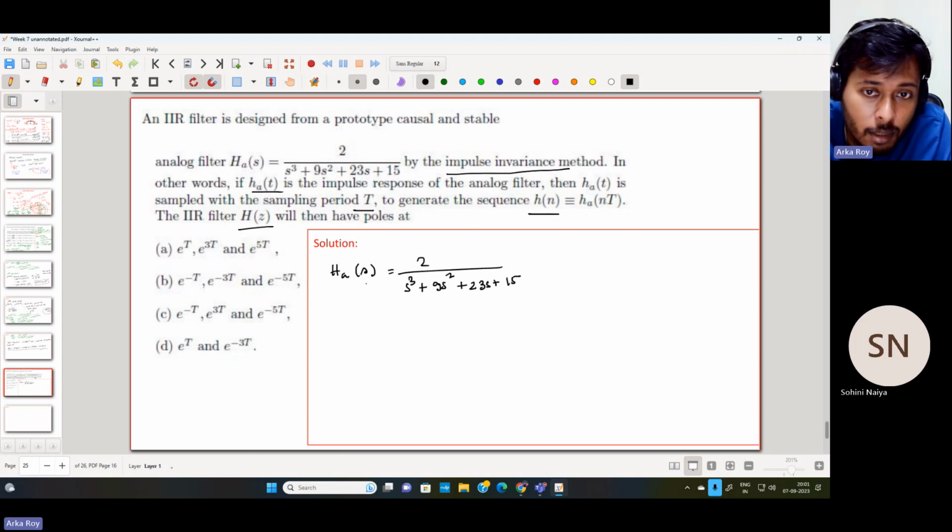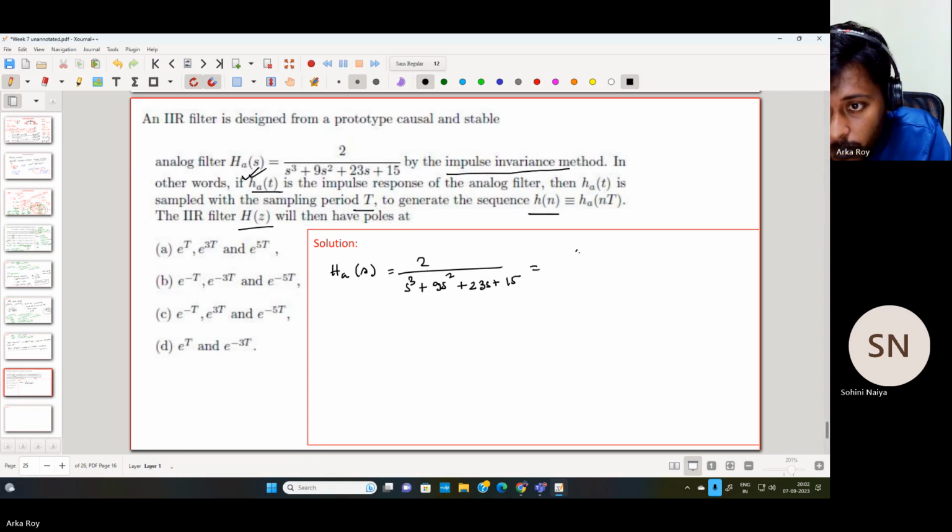So for this, what I will do is that first I have to find the analog filter response. How I will get the analog filter response is that I have been given a Laplace transform, so I need to take the inverse Laplace transform. So let's start factorizing this part first.